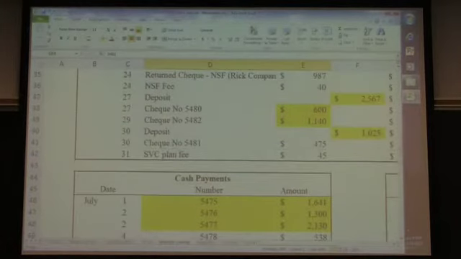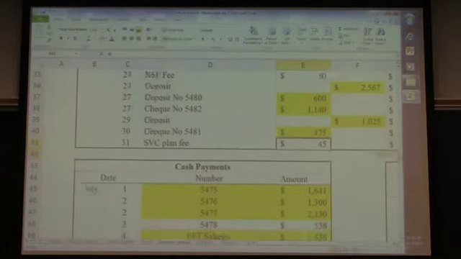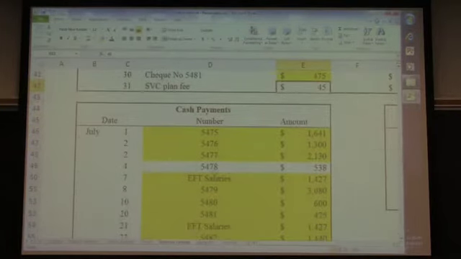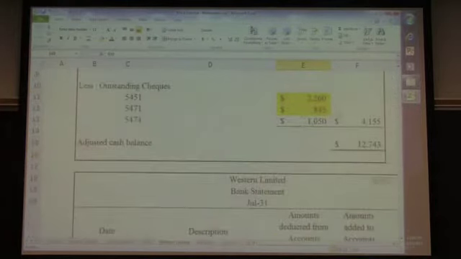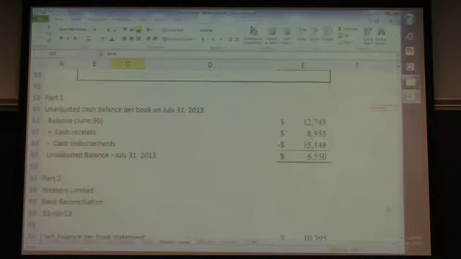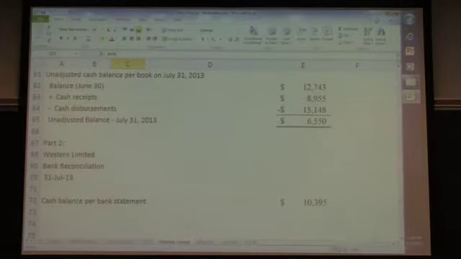Now this is again a service charge that was charged by the bank. Again, we know that that's probably a reconciling item as well that we have to account for as part of our reconciliations. So if we take a look at the outstanding checks, we actually have 5478 here. We actually have 5483 here, and we also have one from last year, 5474, that we needed to account for.